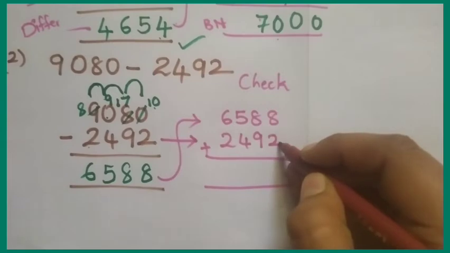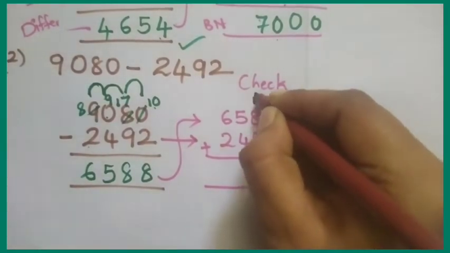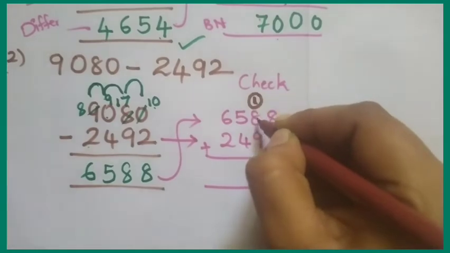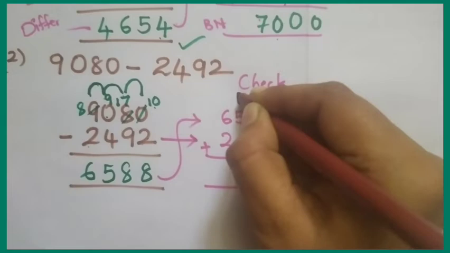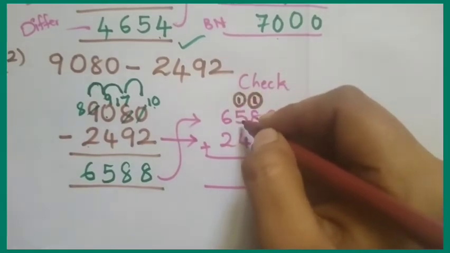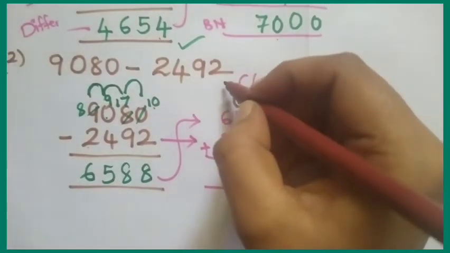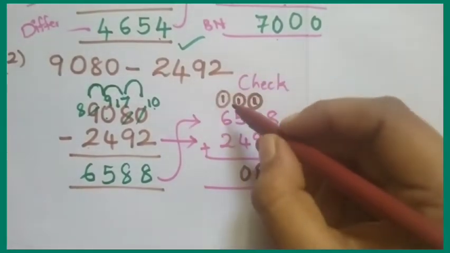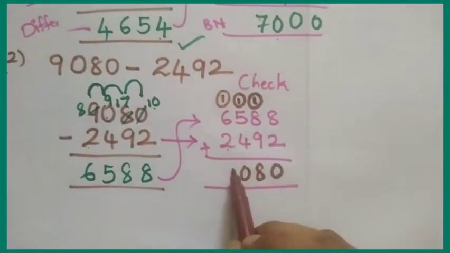8 plus 2, 10. 0 here, 1 taken as carry. 1 plus 8, 9. 9 plus 9, 18. 8 here, 1 taken as carry. 1 plus 5, 6. 6 plus 4, 10. 0 here, 1 taken as carry. Now 1 plus 6, 7. 7 plus 2, 9.